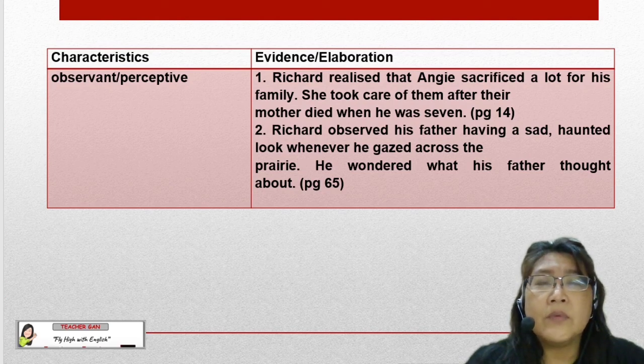Evidence: number one, Richard realized that Angie sacrificed a lot for his family. She took care of them after their mother died when he was 7. Number two, Richard observed his father having a sad, haunted look whenever he gazed upon the prairie. He wondered what the father thought about.